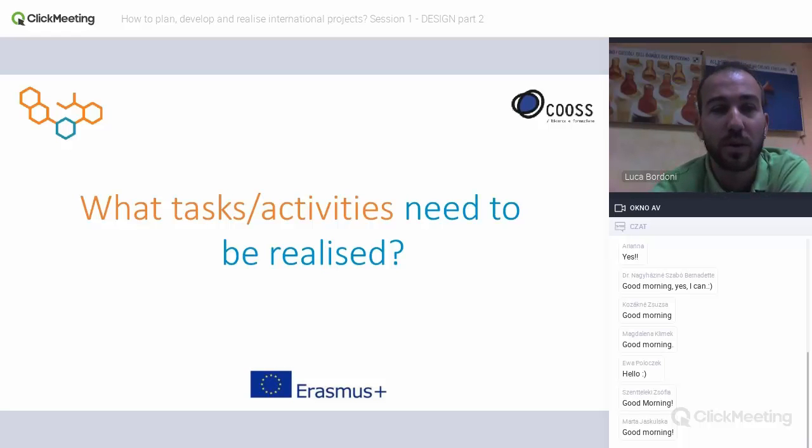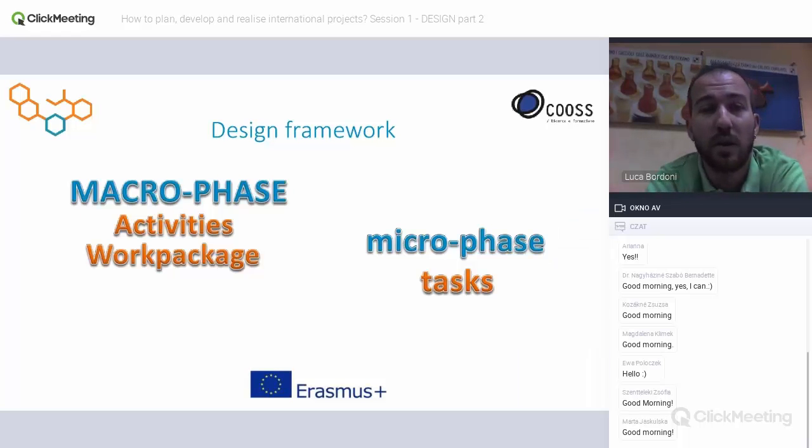What task or activity needs to be realized? The activity represents our how-to-do, in order to reach the result and satisfy our goals and specific objectives. Our design can be divided into phases, macro and micro. The macro phase includes the general activities, often named work packages.